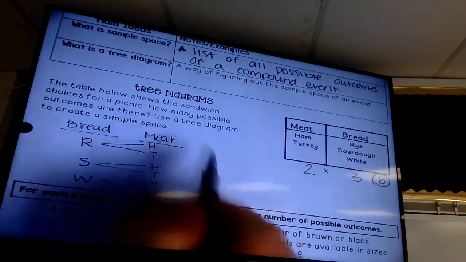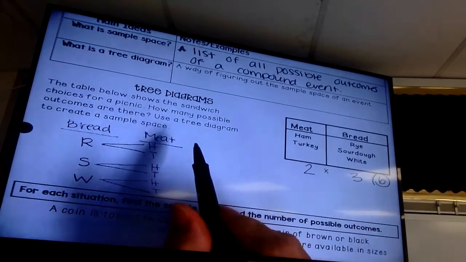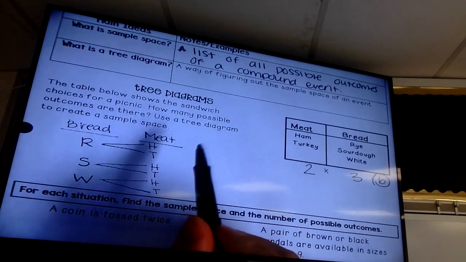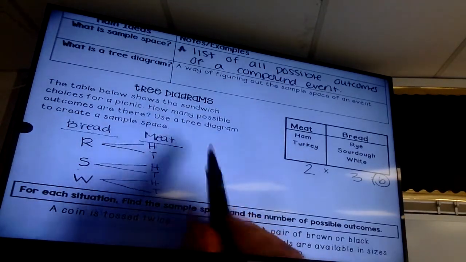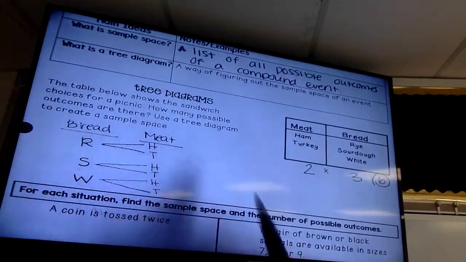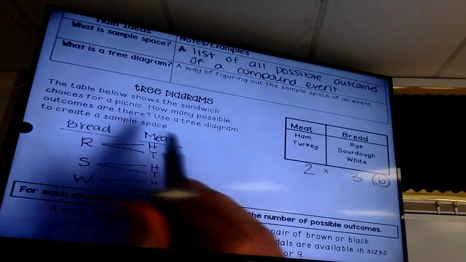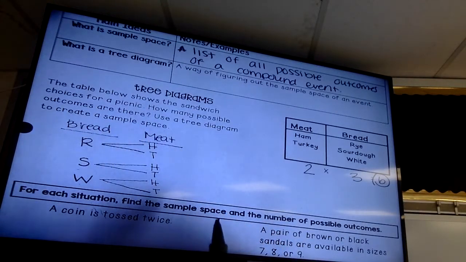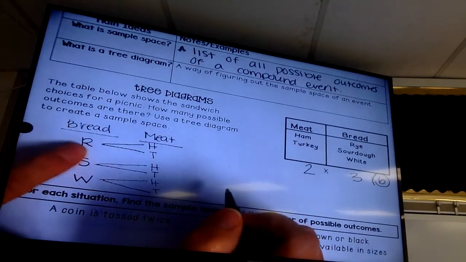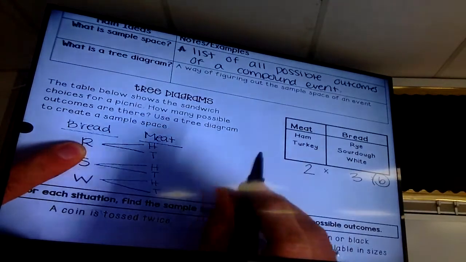Now, if there were more things we were putting on our sandwiches, then we could have had even more things. Like we could have had condiments, mayonnaise or mustard. We could have had lettuce, tomatoes, and pickles. So there's more and more that we could add to it. But we had a very basic tree diagram. This tree diagram helps us organize our information so that we can easily write a sample space. So remember, a sample space is a list of all the possible outcomes of a compound event.